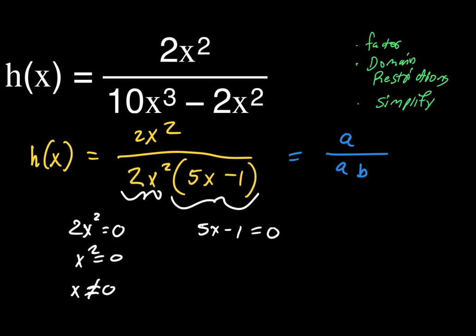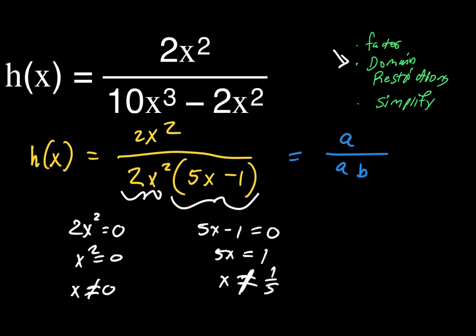The next one, 5x minus 1, so 5x equals 1. Added 1 to both sides. X equals 1/5, or in this case, we're saying x cannot be 1/5. So my domain restrictions, I would say all real numbers except x equals 0 and x equals 1/5. And then my last step is to simplify, which is this.